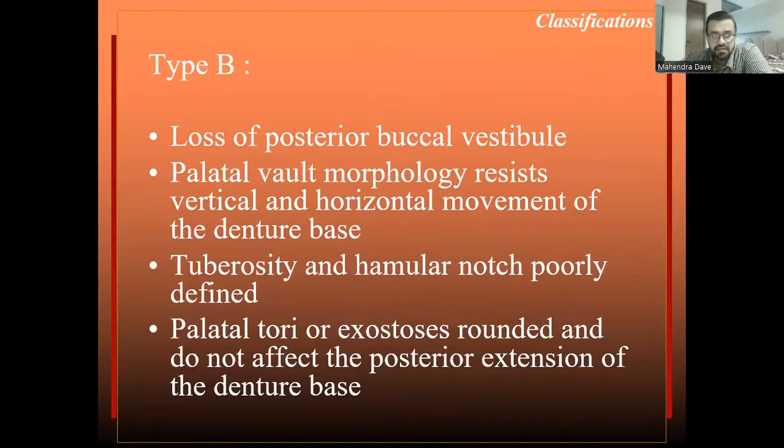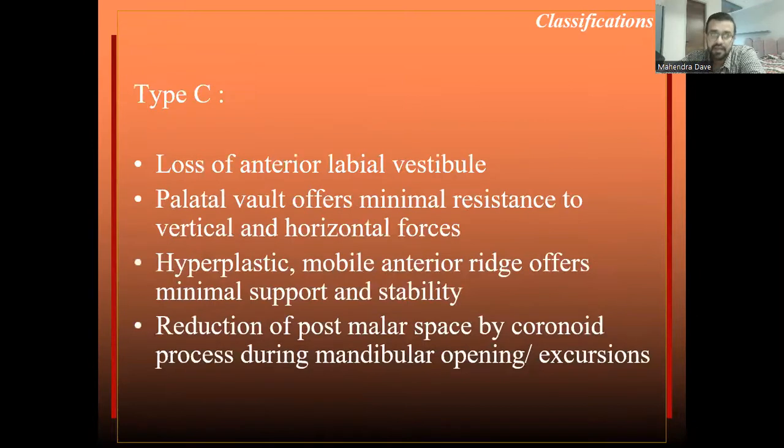Type B is the loss of posterior buccal vestibule. Palatal vault morphology resists vertical and horizontal movements of the denture base. Tuberosity and hamular notch poorly defined. Palatal tori or exostosis rounded and do not affect the posterior extension of the denture. Type C, loss of anterior labial vestibule. Palatal vault offers minimal resistance to the vertical and horizontal forces. Hyperplastic mobile anterior ridge offers minimal support and stability. Reduction of post-malar space by the coronoid process during mandibular opening excursions.